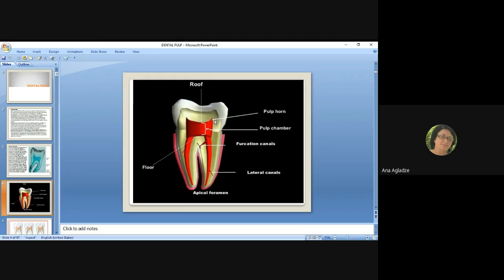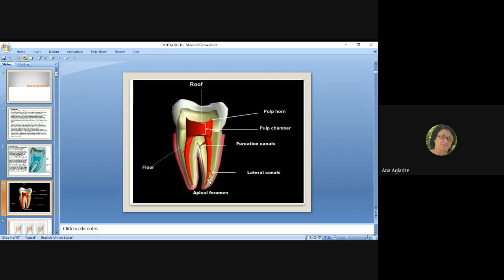All the teeth have a pulp roof, which is formed from the dentin that overlies it. Multi-rooted teeth also have a pulp cavity floor, and thereby the pulp has six surfaces, which are the mesial, distal, occlusal, buccal, lingual, and floor of the pulp. And in general, the root canals follow the course of the roots. You can see these are root canals.